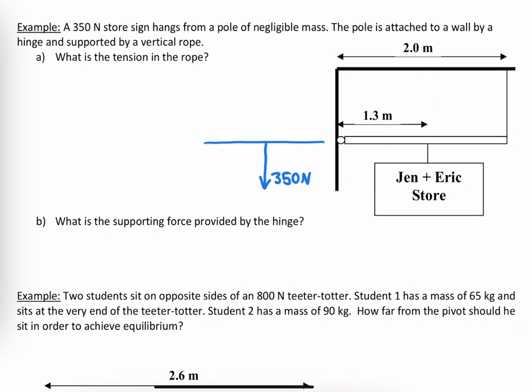Okay. There's the tension in the rope at the end. That's acting at the end of the pole, and that's going up. Ft for tension. And then over here, I have this hinge. And that hinge is capable of exerting some forces too. Now let's think about what way that hinge might be pushing on this pole.